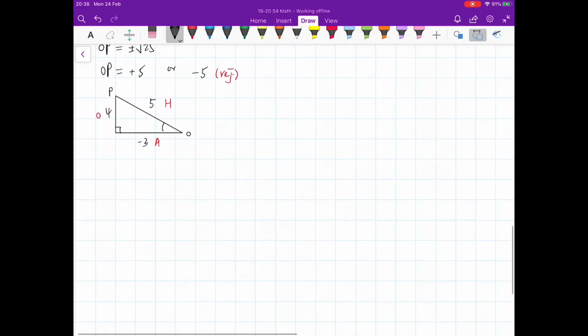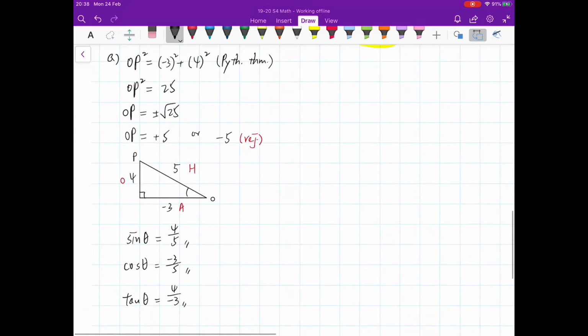So finally, we can calculate sine, cosine, and tangent using the 3 lengths of this triangle. For sine theta, it is O over H, so it is 4/5. Then for cosine theta, it is A over H, so that is -3/5. And finally, for tangent theta, it is equal to O over A. That is 4 over -3. This is the end of part A.